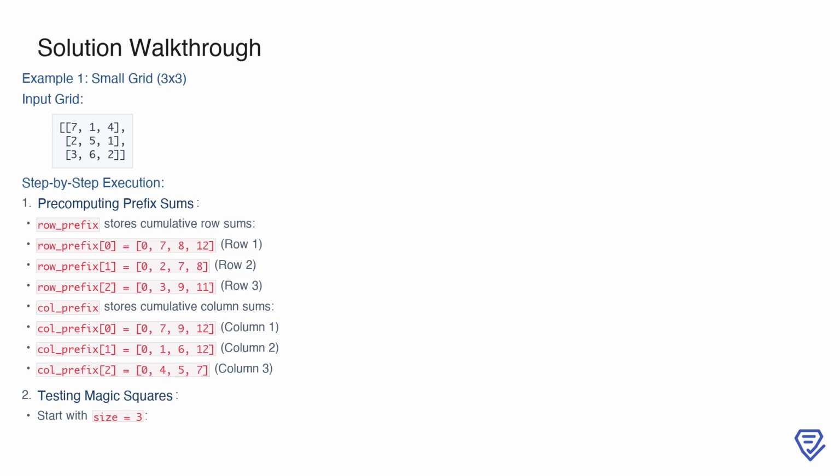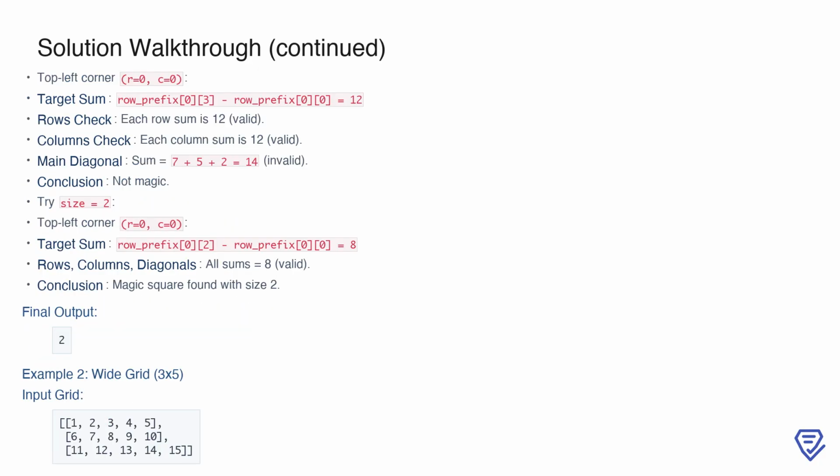Starting with a size of 3, the algorithm tests whether the entire grid forms a magic square. This involves checking if all row sums, column sums, and diagonal sums match a target value derived from the prefix sums. Now, focusing on the 3x3 grid, we evaluate the top left corner at 0, 0, with a target sum of 12, calculated using the prefix sums for the first row. The algorithm verifies that all row sums and column sums are indeed 12, but the main diagonal sum is 14, which invalidates the square.